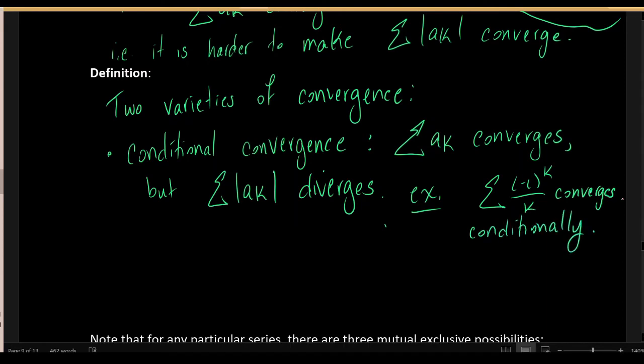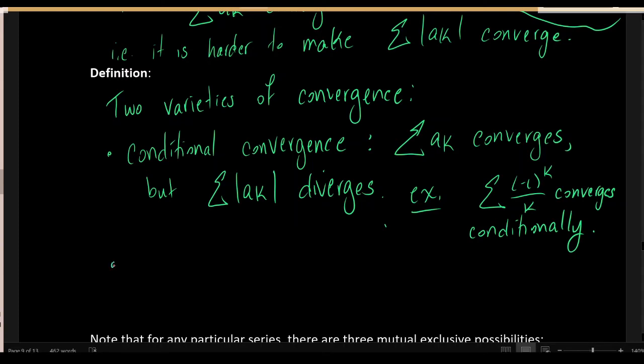This series with the -1 to the k does converge, but as soon as we change that -1 to the k into a positive 1, then we get a divergent series, so we lost our convergence as soon as we put an absolute value into the mix.